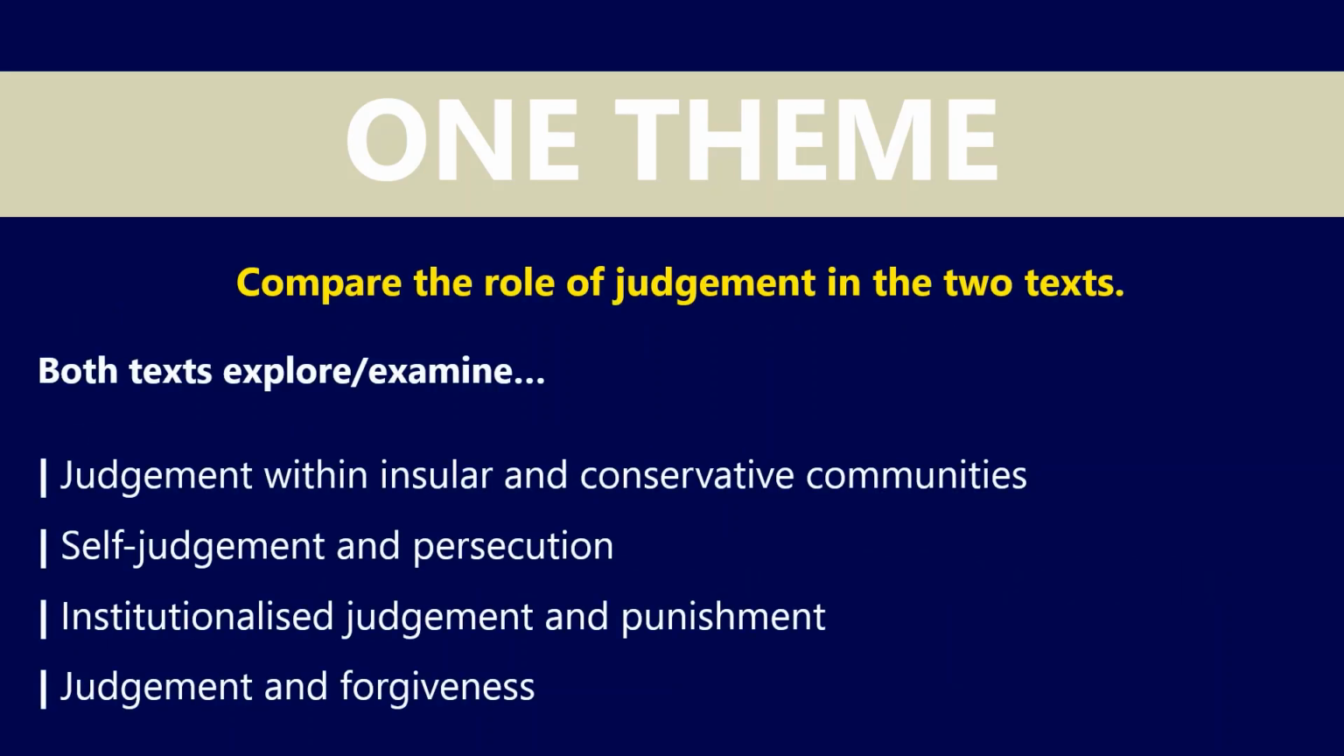So if you've got the topic about, say, The Crucible and The Dressmaker, compare the role of judgment in the two texts, you might think of these ideas and think about judgment within insular and conservative communities, the idea of self-judgment and persecution, this notion of institutionalized judgment and the connection between that and punishment or that and authority. You've also got this idea about judgment and forgiveness that comes up throughout the text too. So again, these are just sort of ideas, and you might look to expand on these in a little bit more detail in your main body paragraphs, but these might be what anchor those topic sentences and allows you to analyze both the texts in detail.